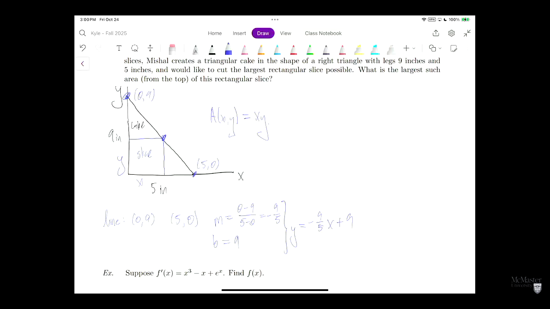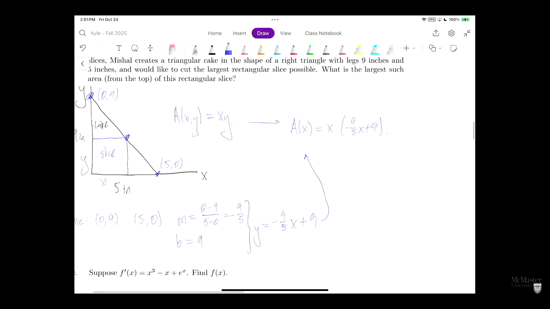Is everyone comfortable with that? Okay, so now that we have this constraint, let's sub it into our area formula. So A(x) is going to be the function x times (negative 9/5 x plus 9). What shape does A have? One more time? Parabola, yes. It's a downward-facing parabola, so there's a maximum at its vertex. In fact, it's a global maximum. So we'll compute the derivative and locate that vertex.